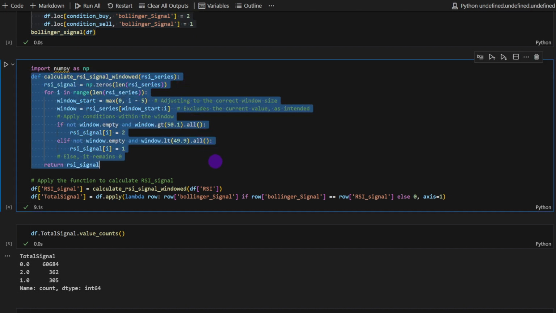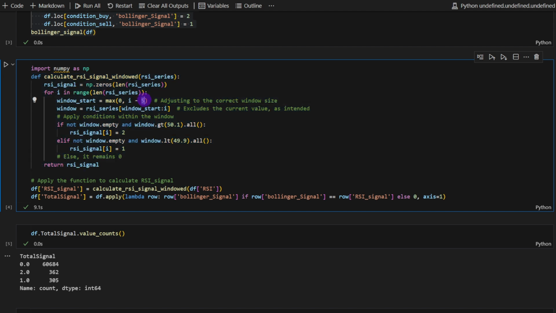In brief, actually, we're checking if we have, let's say, the last 5 RSI values above a certain threshold, which is 50.1 here, for example. In this case, we consider we are in an uptrend or a short uptrend at least. In the opposite case, if the last 5 RSI values are below 49.9, we consider we are in a downtrend.